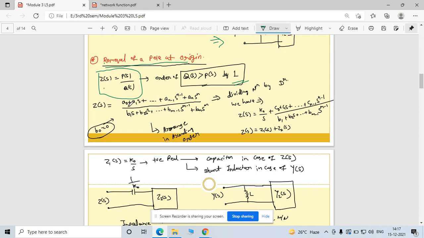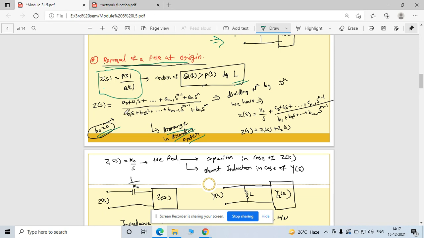For this removal of pole, you have to arrange your function in ascending manner. Now see, in the removal of pole at infinity, we arrange the function in descending manner, but here you need to arrange it in ascending manner. Now see, if the denominator degree is greater than the numerator, generally we observe here that the b naught term is 0, right? Because when the b naught term is 0, only then can you take s common from the denominator.